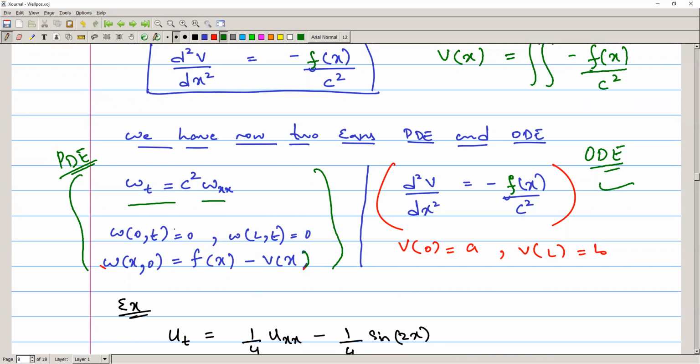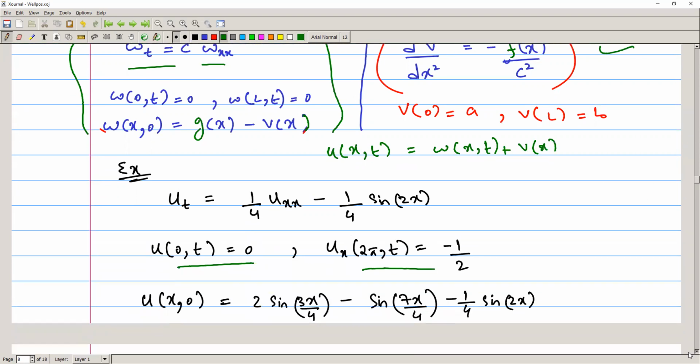So now here it will be g of x because the condition we write as g of x, right? So now we can solve these two equations, and then on adding we will get the particular solution that is given by u(x,t) equals w(x,t) plus v(x), right?